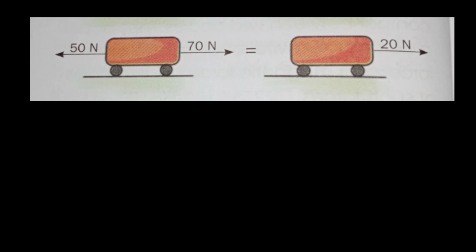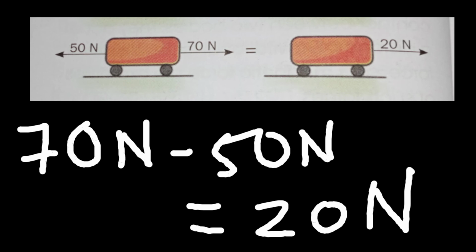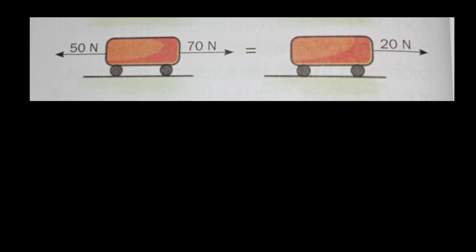So 70 Newton minus 50 Newton, how much will we get? 20 Newton. So this is the resultant force. Okay, the net force acting on the body is how much? 20 Newton. Okay. And the body will move in which direction? It will move in the direction which has greater force. So it will move which side? Towards the force of 70 Newton. Okay. So the body will move in the direction of the greater force.